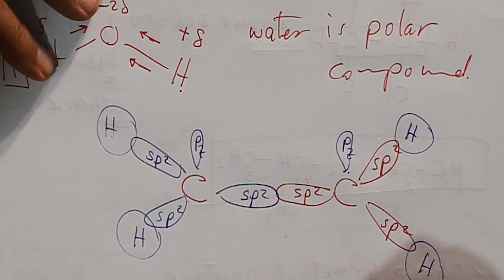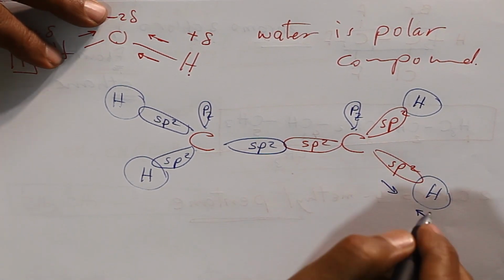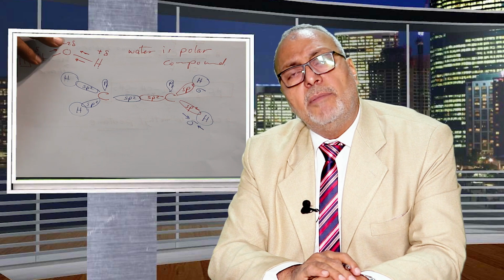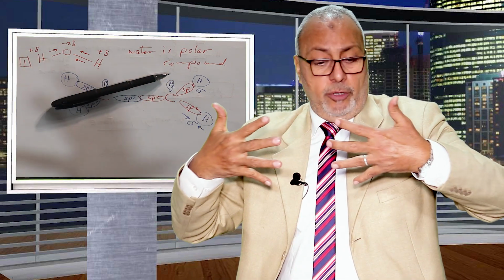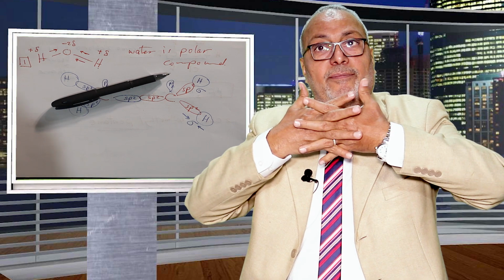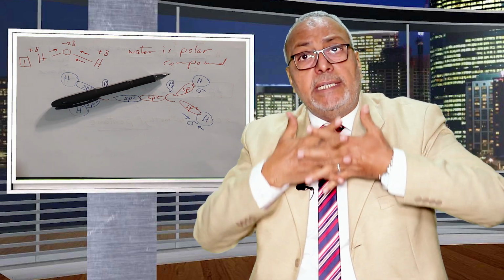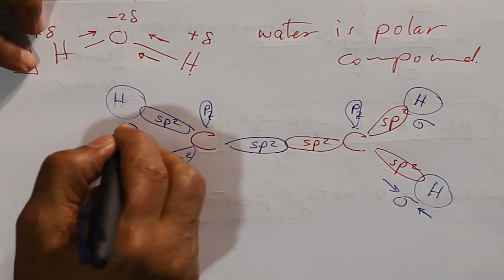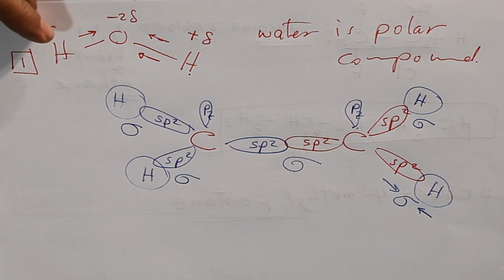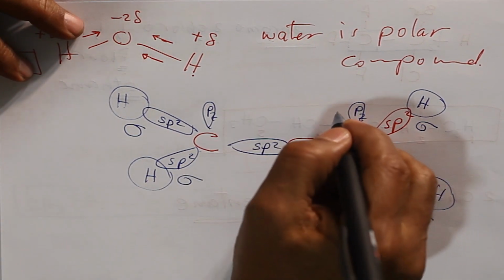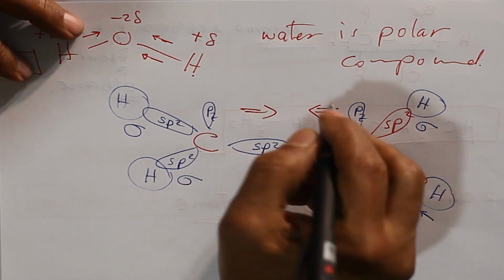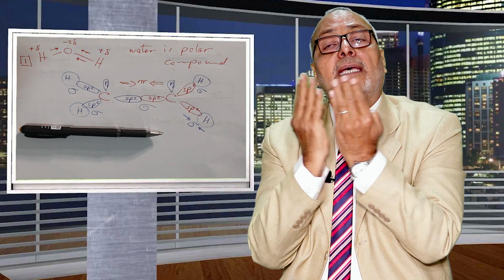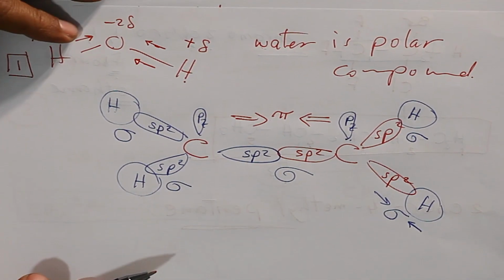What is the type of overlapping? If the overlapping is head to head, it forms a sigma bond. What is meant by sigma bond? Sigma bond is the bond formed due to overlapping head to head between orbitals. So it is very strong and difficult to break. Sigma between two carbon atoms. But the p orbitals overlap side by side and form a pi bond. Pi bond is formed by overlapping side by side between orbitals.